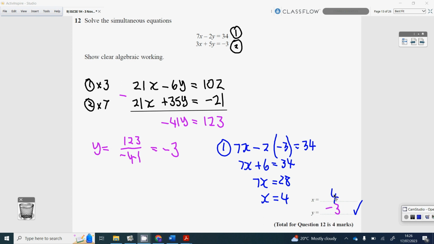Now, to work out x, I take either of my original equations. I've taken the first one, equation 1. And now that you know what y is, you replace y with minus 3. So I'm replacing this y with minus 3. So 7x minus 2 lots of minus 3 equaling 34. Now minus 2 times minus 3 is plus 6. Then subtract 6 from both sides. Divide both sides by 7. I get x equaling 4.